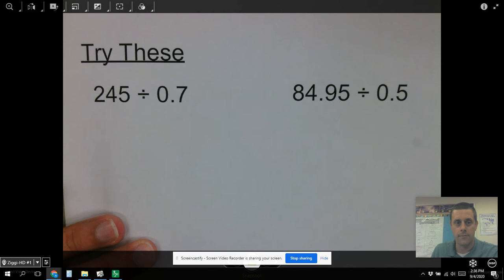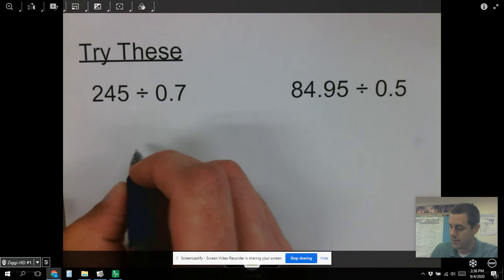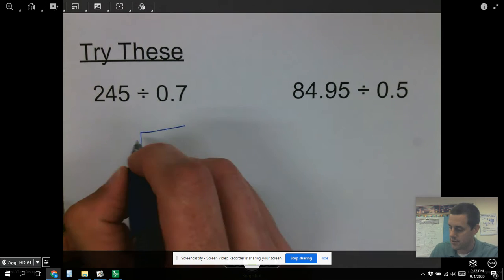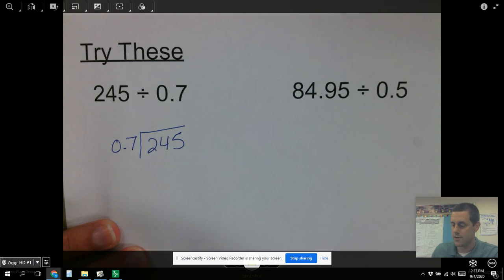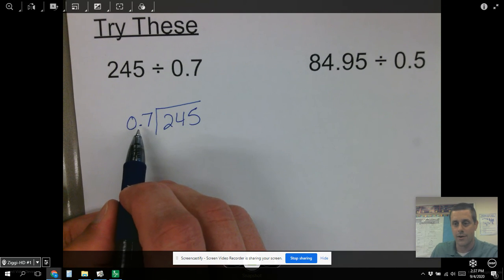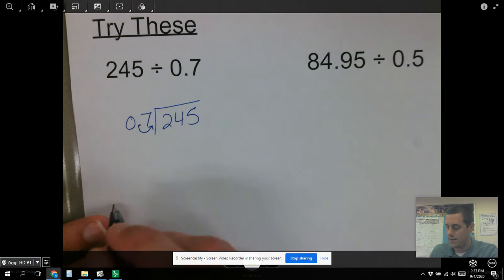All right, I hope you had enough time to complete both problems. Let's check and see how you did. First problem, 245 divided by 0.7, setting up as long division. 245 is my dividend, 0.7 is my divisor. Notice immediately a decimal point in my divisor, not a whole number. To make it a whole number, we're moving the decimal point all the way to the right.